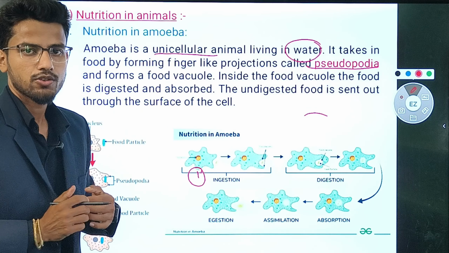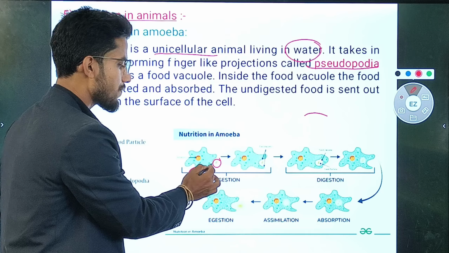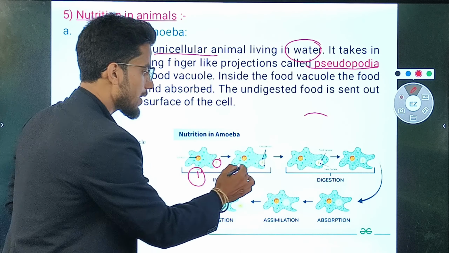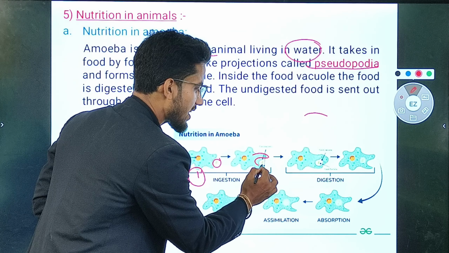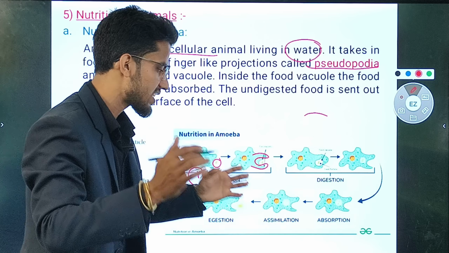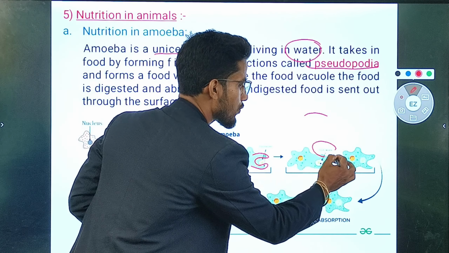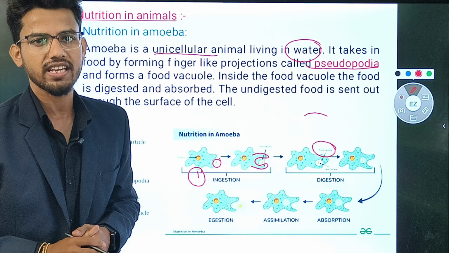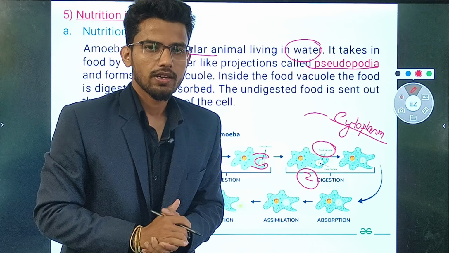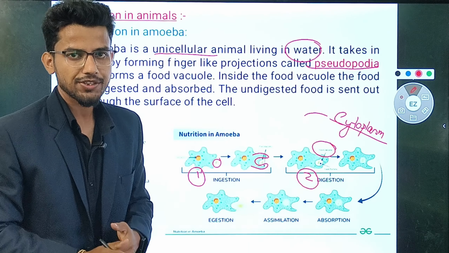Got it? So the finger-like projections of the amoeba are called pseudopodia, through which it can ingest the food. Whenever a food particle approaches the amoeba, it makes a finger-like extension in its body. And at the same time, the amoeba also creates a food vacuole in its body for storing that particular food.